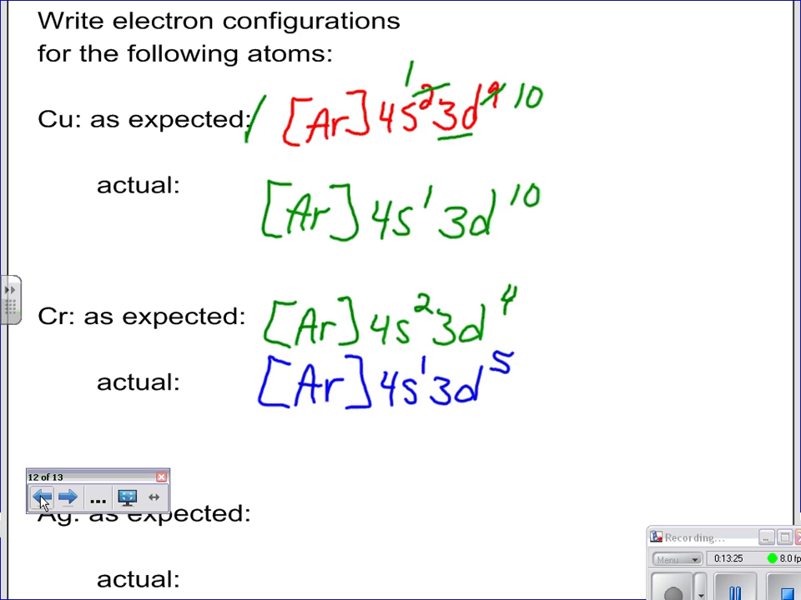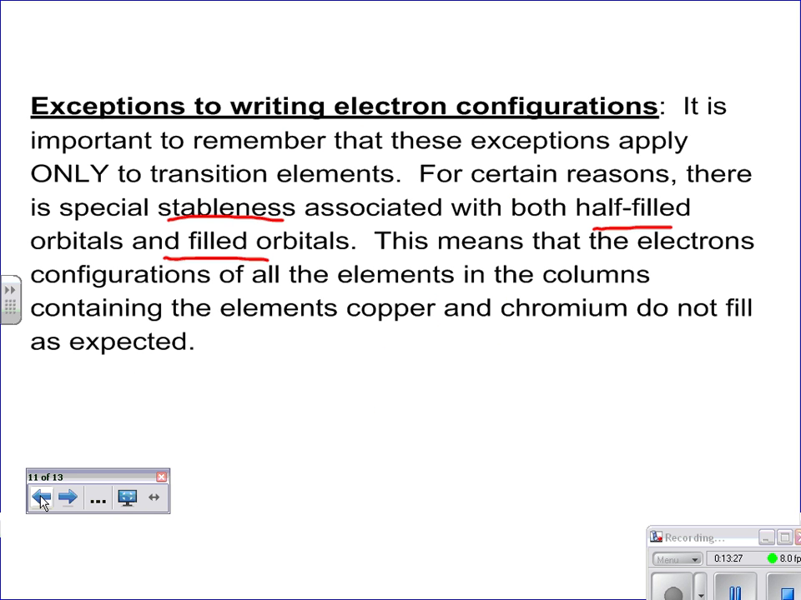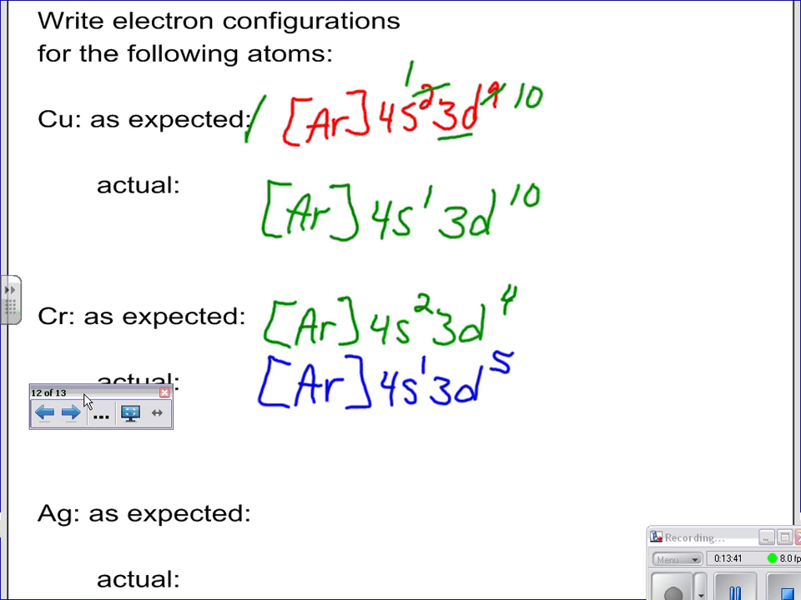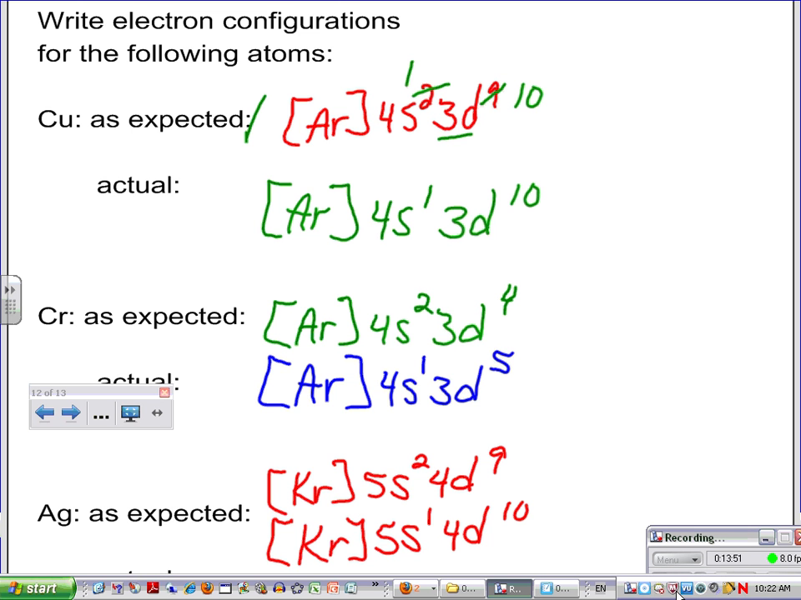Okay, let me go back before we move on here. It says that the electron configurations of all of the elements in the columns containing copper and chromium do not fill as expected. So all of those are that way. Silver is just another example, very similar to copper. So let's turn this off and make it magically appear. So ta-da, there it is. Perfect.